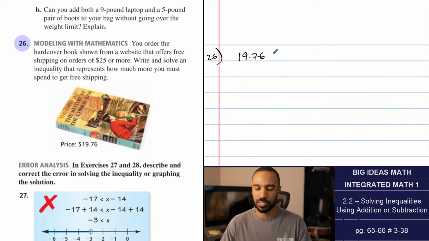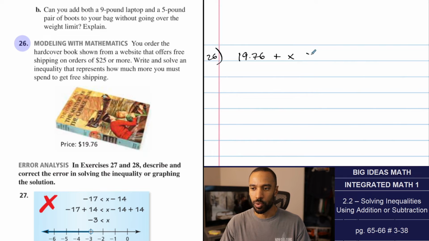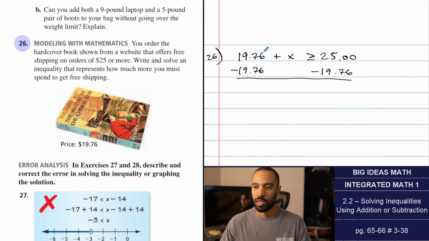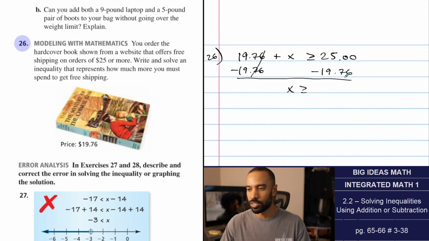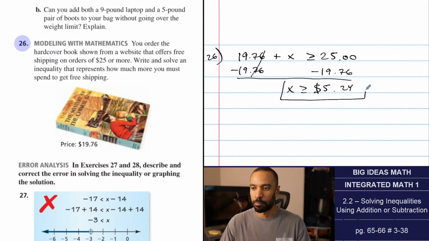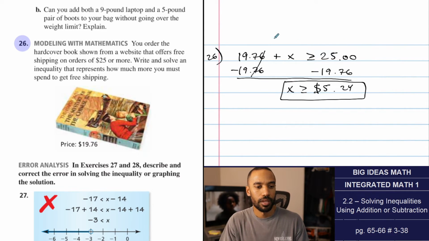Anyway, this costs $19.76. We have to add a certain amount to make sure our order is $25 or more, so it has to be greater than or equal to $25. If I subtract 19.76 from both sides, we figure out how much more we have to add. So write and solve, there's the writing of it. Now my solving of this: that's 24 cents, and this is now $5.24. We have to still add that much or more, right? You can do $6, that'll work. And that'll be it.